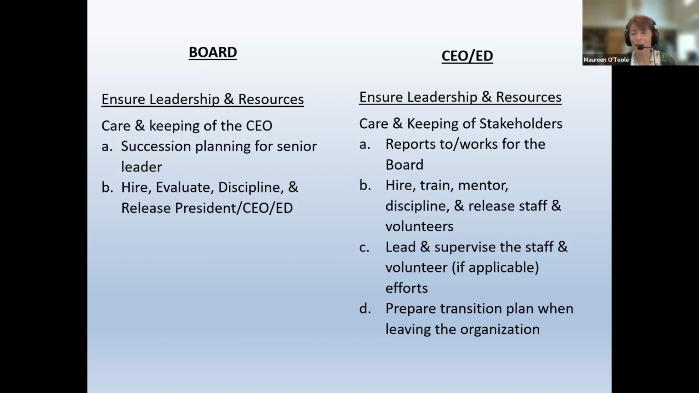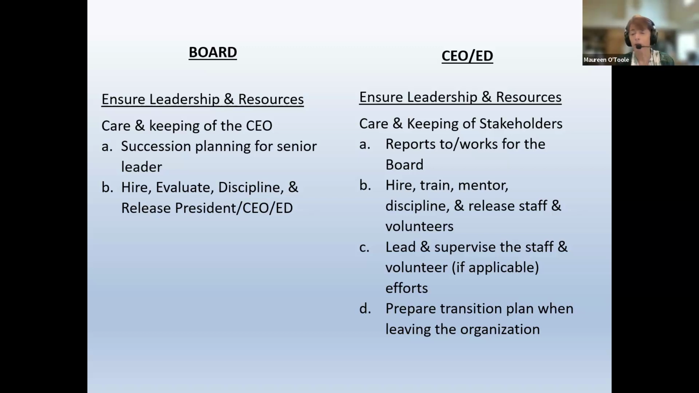And next one, like my neighbor says, what do they do for me as the CEO, president? Hire, evaluate, discipline, and release me. That's what the board does. But on the other side of this, the senior leader has a lot more people that they're taking care of, to ensure leadership and resources. Works for the board. Make sure you're communicating with the board. Hire, train, discipline, release staff and volunteers. That's a lot of resource right there.